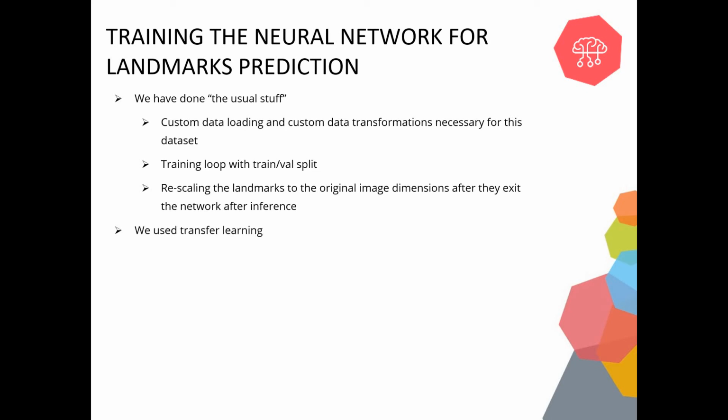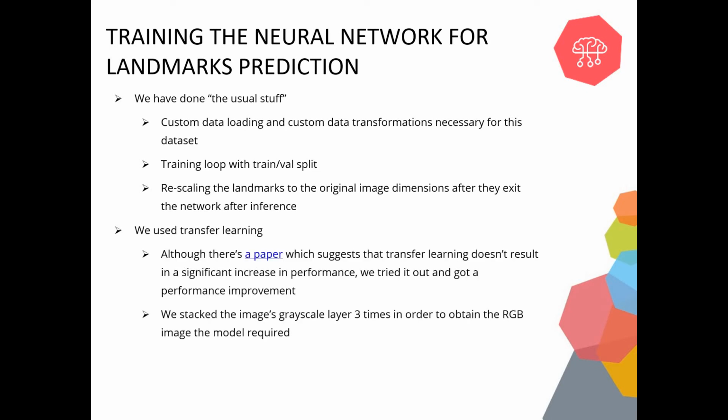We use transfer learning. Although there's a paper which suggested that no significant improvements were made by using transfer learning, we found the neural network to perform slightly better than by not using transfer learning. To achieve this, we stacked the image's grayscale layer 3 times in order to obtain the RGB image the model required. We could also try image augmentations as our next potential improvement.